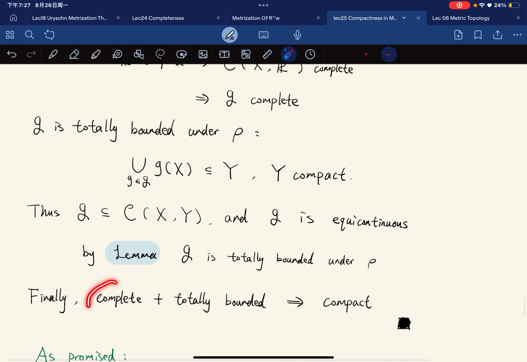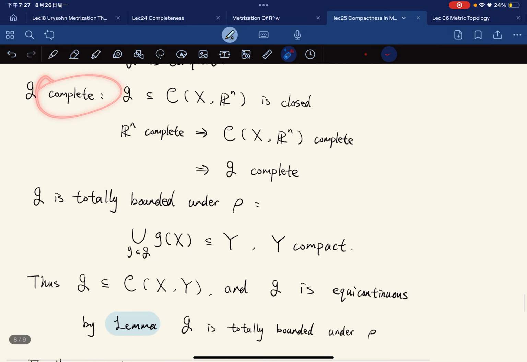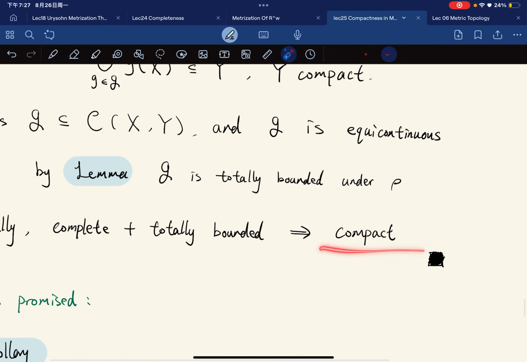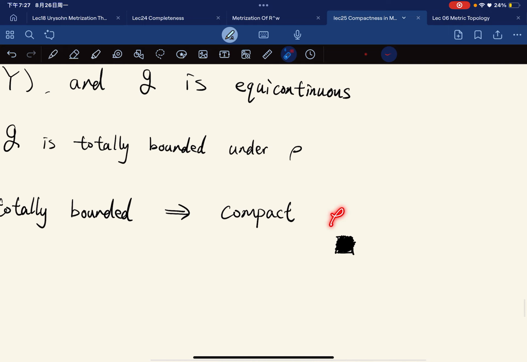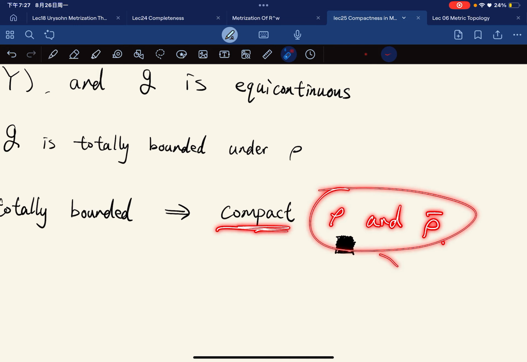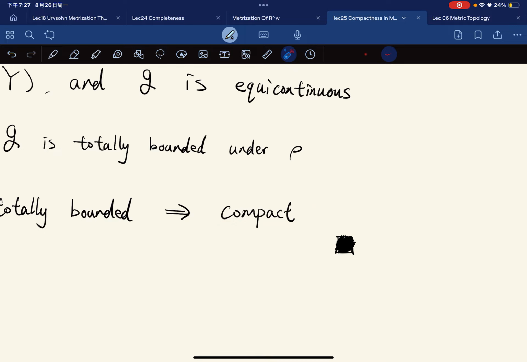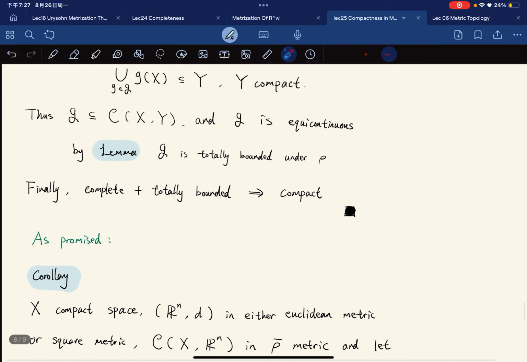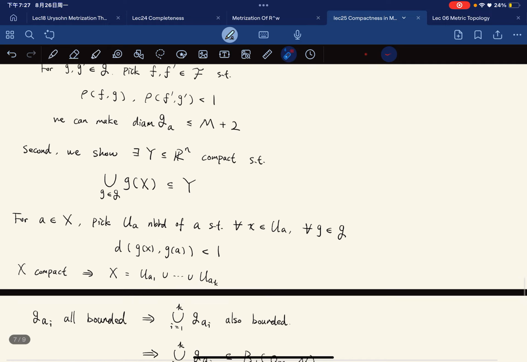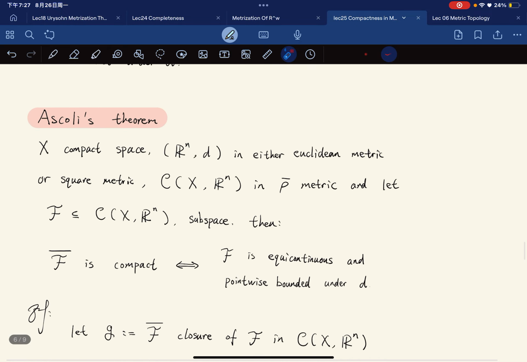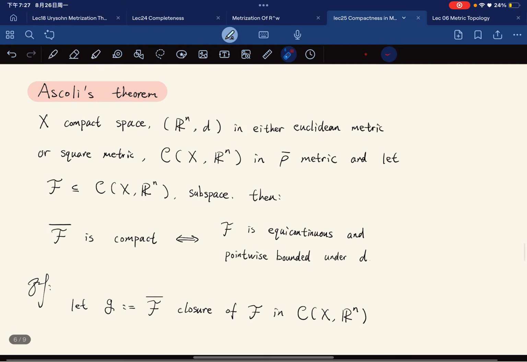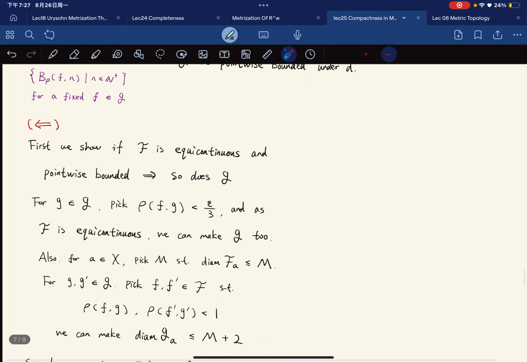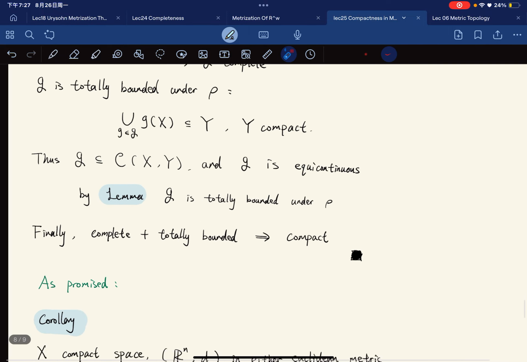So finally, it is complete and totally bounded on rho, which is compact. Compact under rho and rho bar. Same thing, same topology. I didn't specify under which because they give the same topology. Okay, so we have proved Ascoli's theorem.